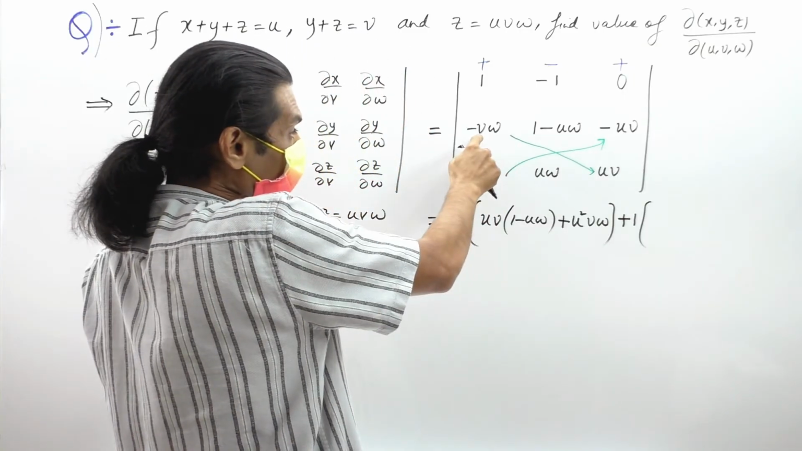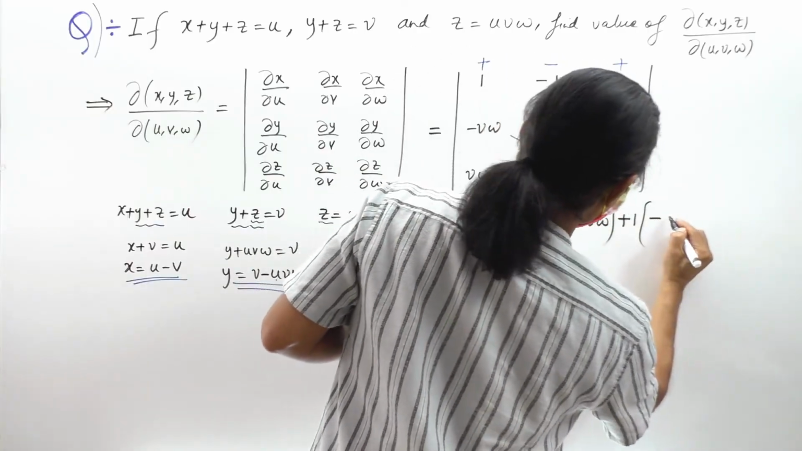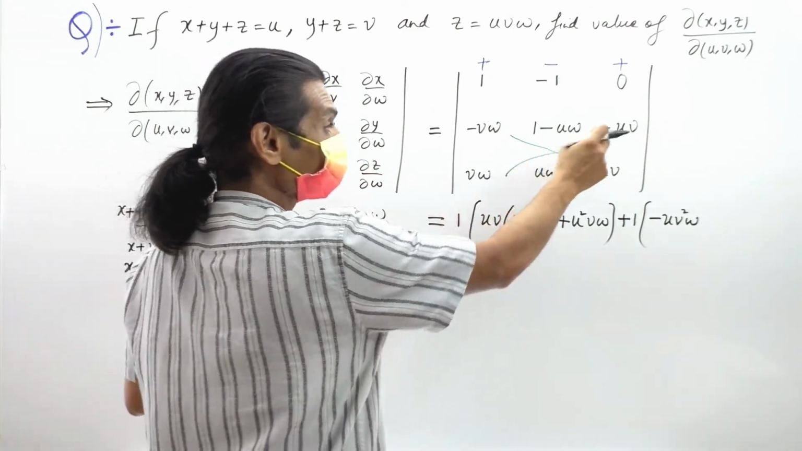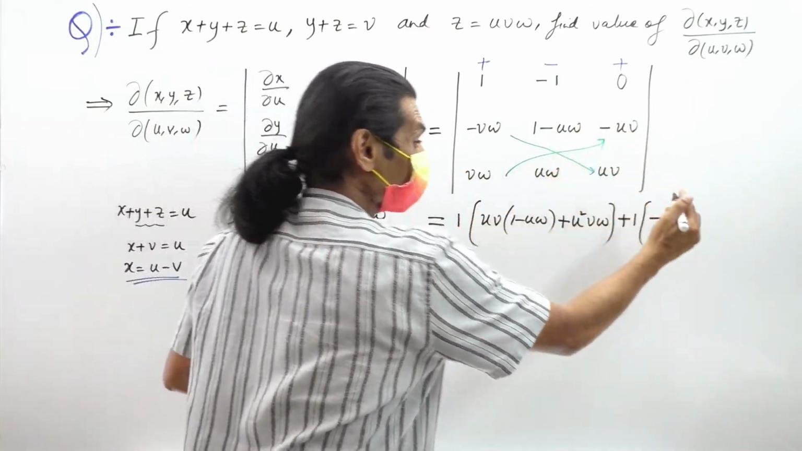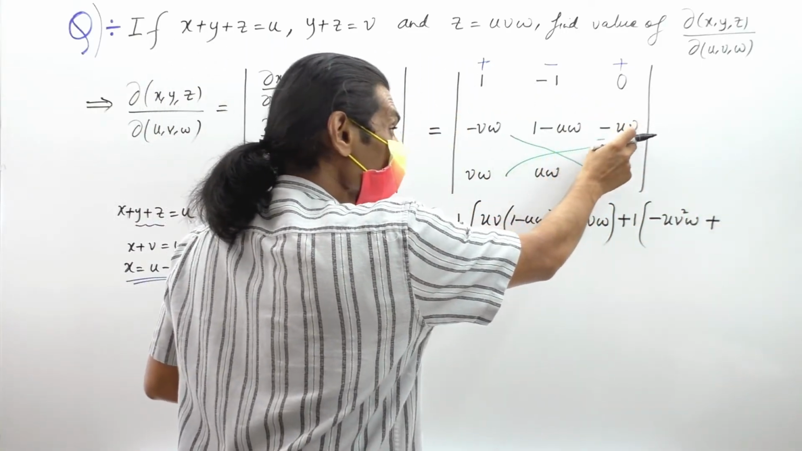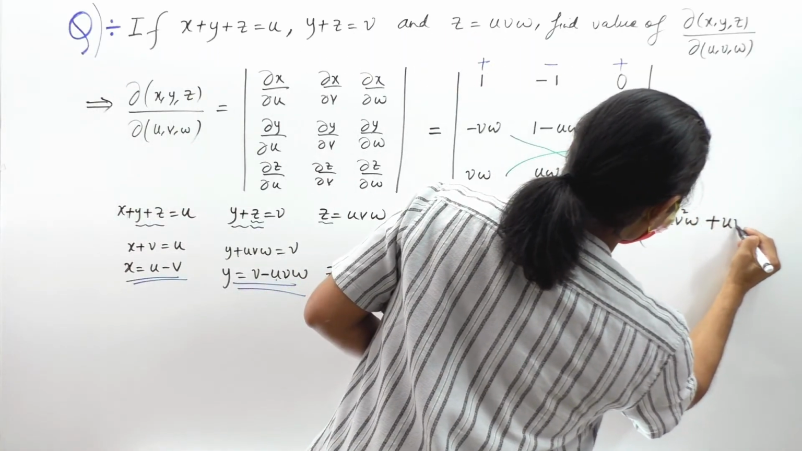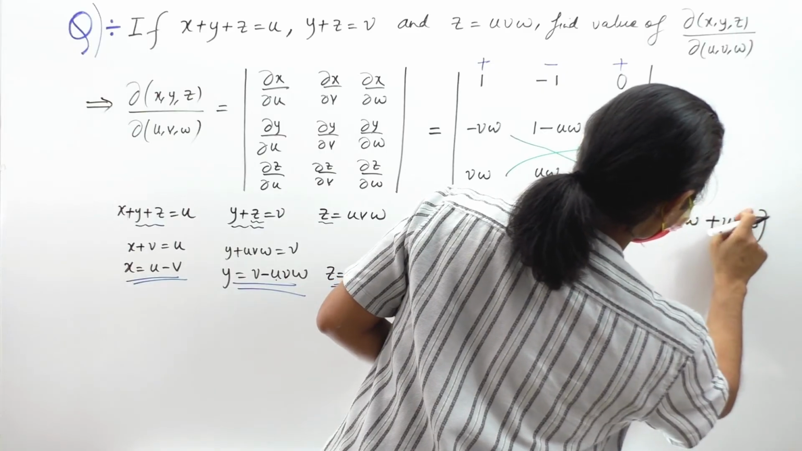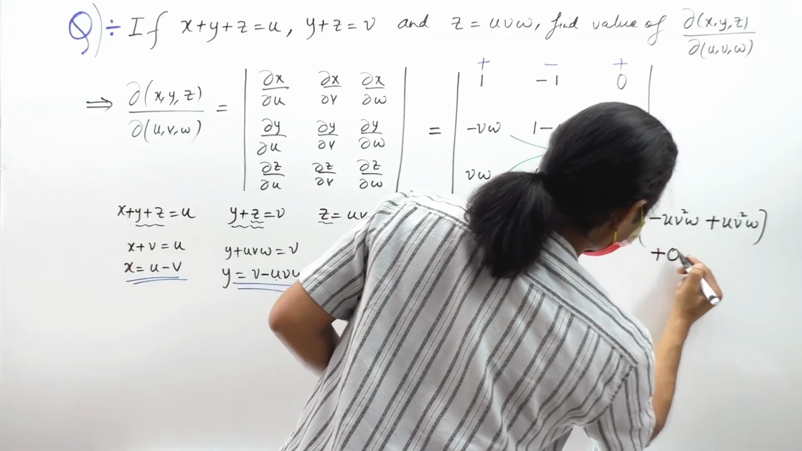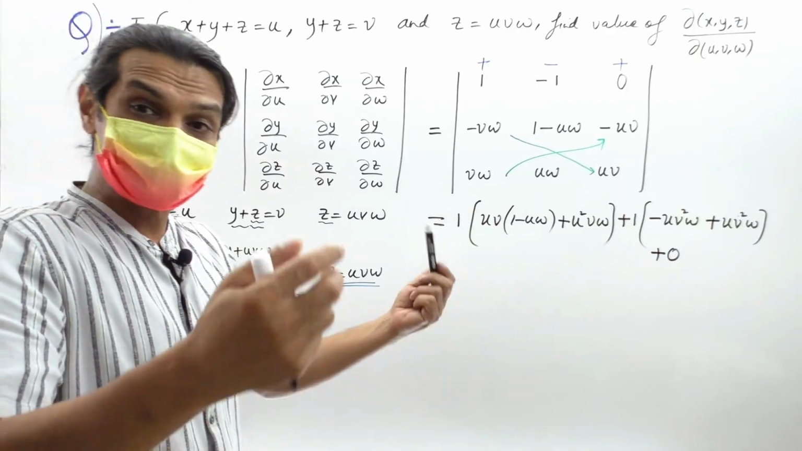So we have u minus vw into uv, that is minus u v square w. Again this into this, minus of again minus becomes plus, minus uv into vw, that is plus u v square w. That is all. Finally, lastly plus 0 into anything is 0, that is it. So let us simplify here now.